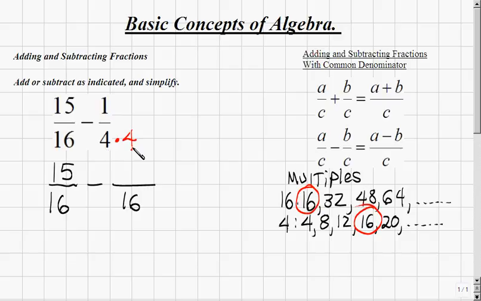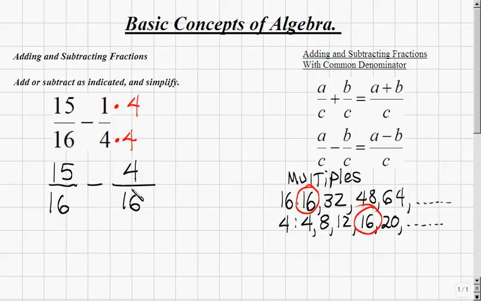And if we multiply the bottom of a fraction by 4, we'll multiply the top by 4. So 4 times 4 certainly is 16. 1 times 4 is 4. We now have an equivalent fraction to 1/4, 4/16. And in fact, now we have two fractions that have the same common denominator.